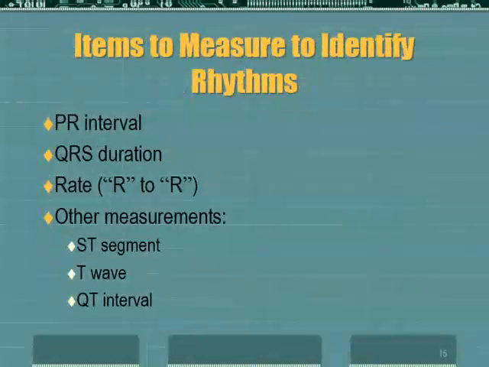So, items to measure to identify rhythms, we've kind of mentioned before. You need to know the PR interval, the QRS duration, and the rate, which you can measure by counting from R to R. And then you can look at the ST segment, is it at the isoelectric line? The T wave, is it upright and rounded? And what is the measurement of the QT interval? Some units may actually measure the length of an ST segment and the length of a T wave, but typically when nurses put it on an EKG tracing, the only measurements you'll usually see recorded are PR, QRS, and QT.